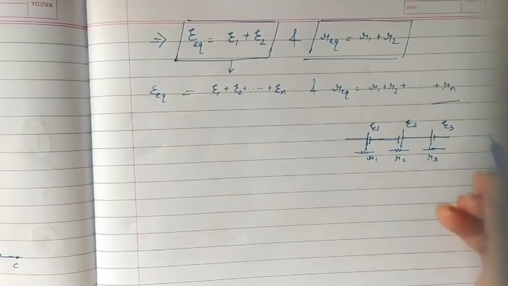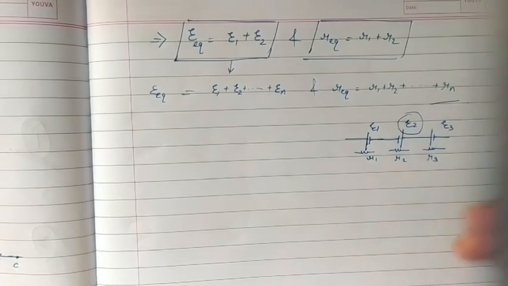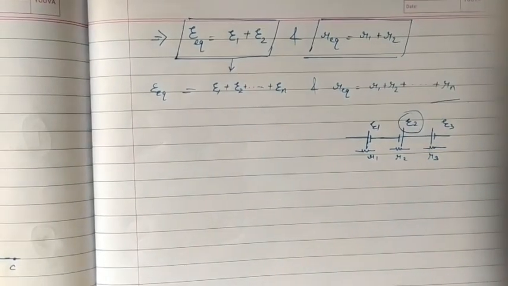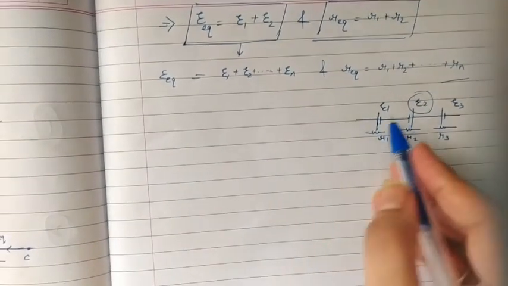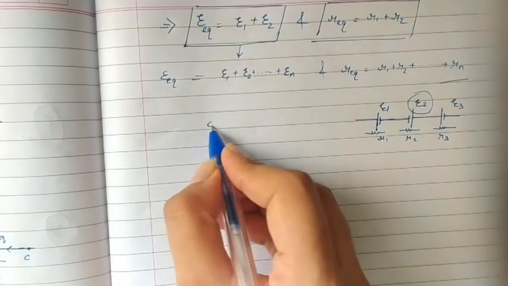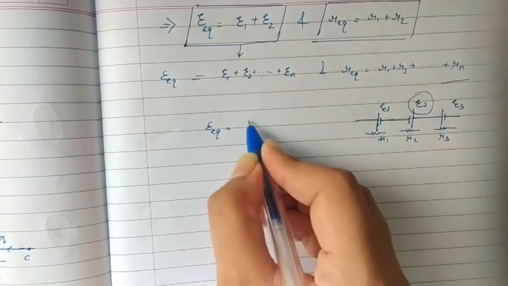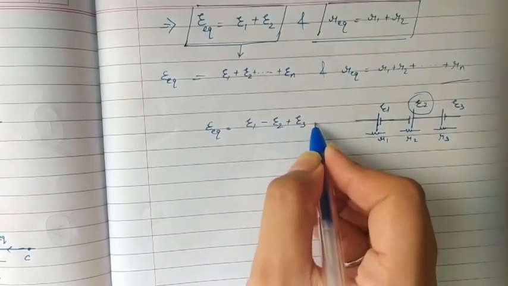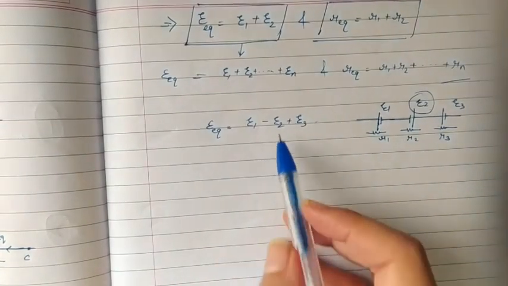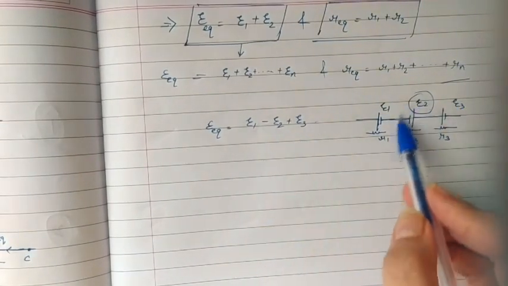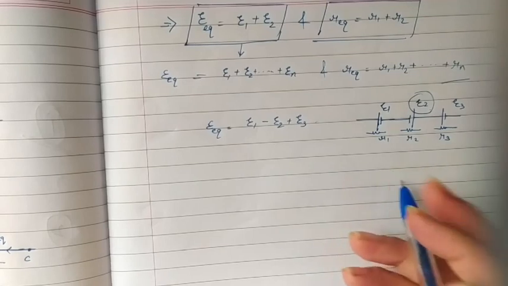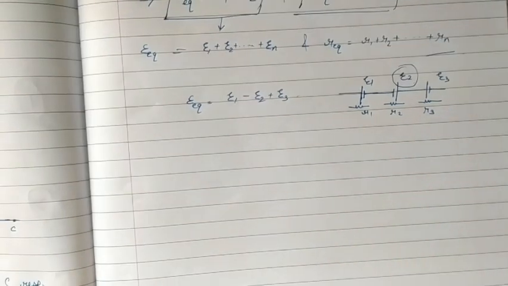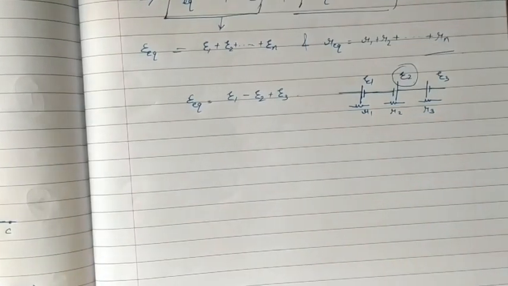Now in that case a negative sign is used with this EMF value epsilon 2, then in such case epsilon equivalent will be equal to epsilon 1 minus epsilon 2 plus epsilon 3 and so on. So we use a negative sign if the cell is connected in the turned around form. Alright, so this was about the cells in series.